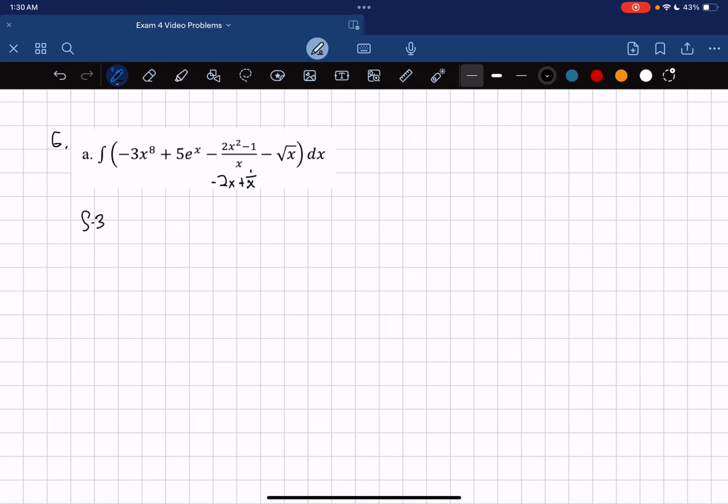integral of negative 3x to the 8th dx plus integral of 5e to the x dx minus integral of 2x dx plus integral of 1 over x dx minus integral of x to the 1/2 dx. Then we evaluate each of these individual integrals in order to solve one and all of them together to get one final solution. Also remember to keep a note that square root of x is equal to x to the 1/2.